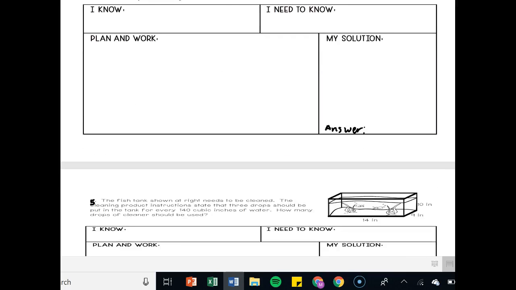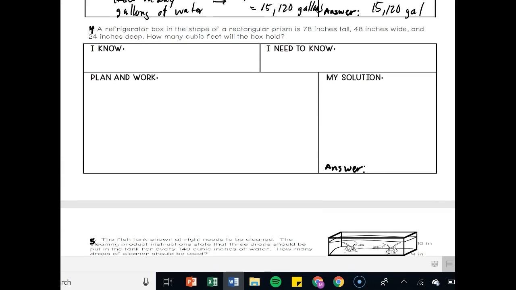Okay. Question number 4. It says a refrigerator box is the shape of a rectangular prism. It is 78 inches tall, 48 inches wide, and 24 inches deep. How many cubic feet will the box hold? Notice they gave you stuff in inches, and then it asks you for an answer in feet.